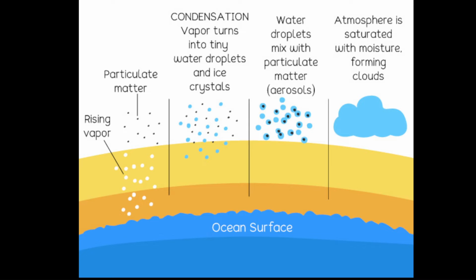So we have a few processes here of condensation. We have loss of heat by radiation, contact with cold surfaces such as a cool ground, leaves of plants, layers of snow, and icebergs.